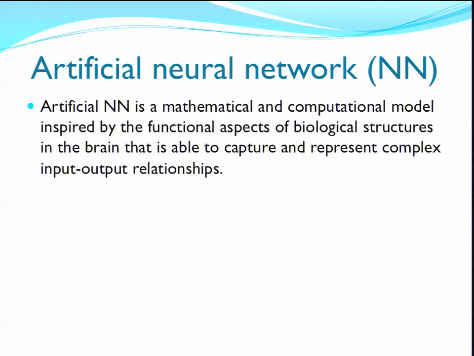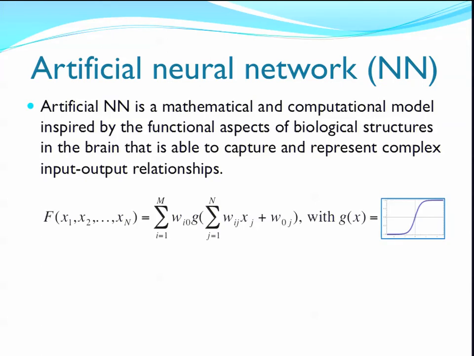A neural network is a mathematical and computational model inspired by functional aspects of biological structures in the brain that is able to capture and represent complex input-output relationships. So when I say represent complex input-output relationships, you already might guess where I'm going with this. It's exactly what we want. We want to represent our potential energy surface as a complex function of atomic coordinates.